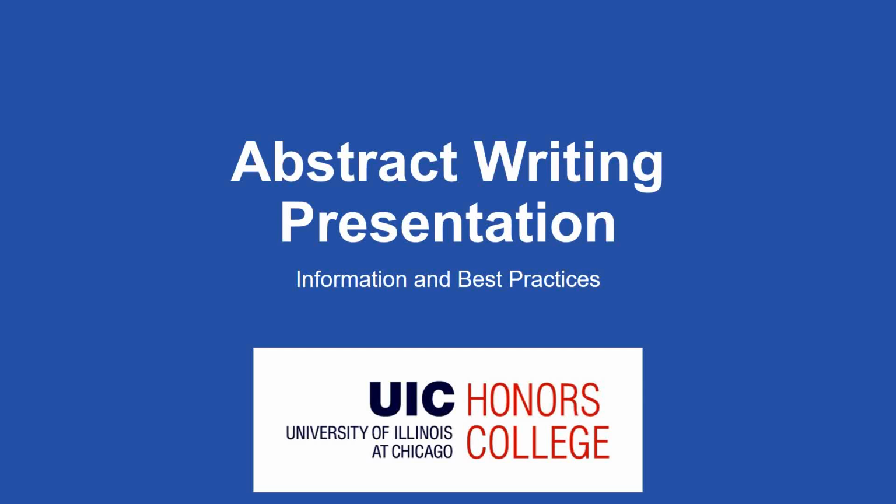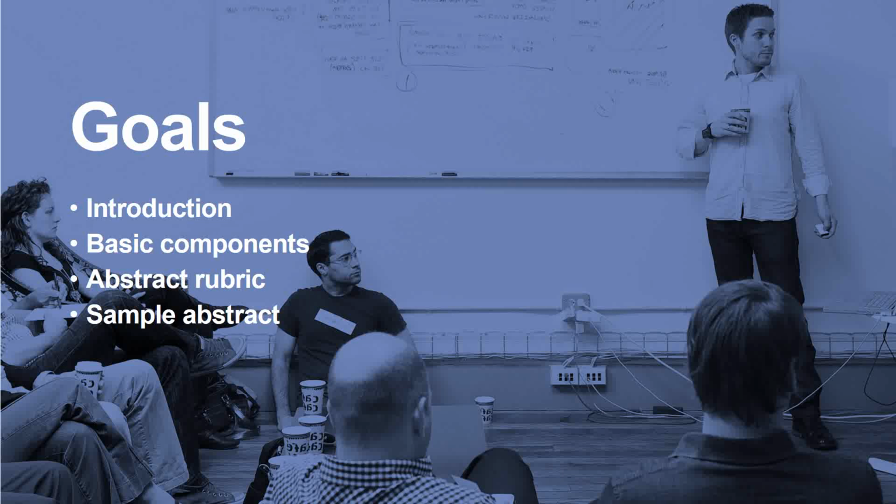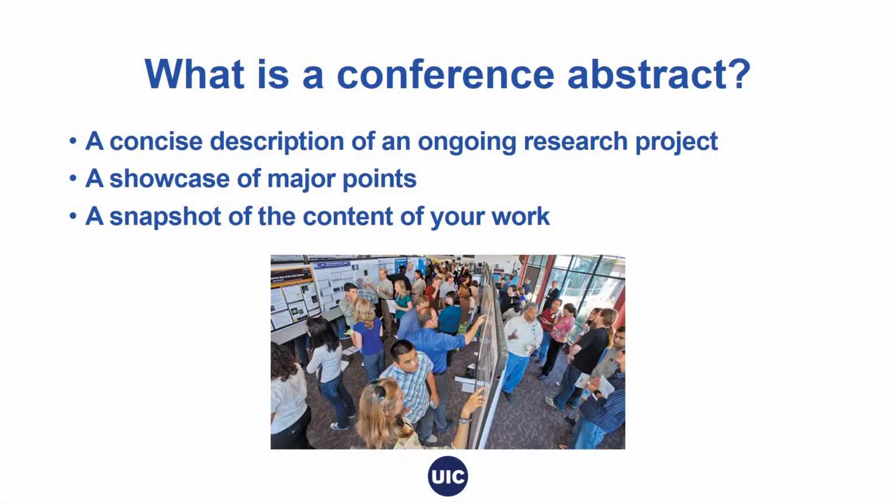In this presentation, we will review information and best practices pertaining to writing a clear, concise, and effective conference abstract. The agenda for this presentation includes reviewing the purpose of a conference abstract, the basic components of an abstract, a rubric for abstract writing, and a sample abstract that demonstrates this rubric.